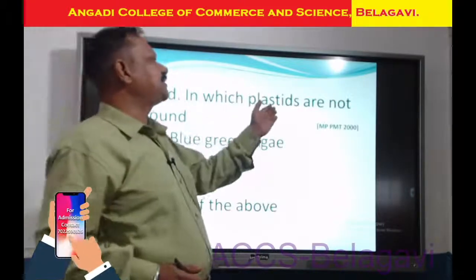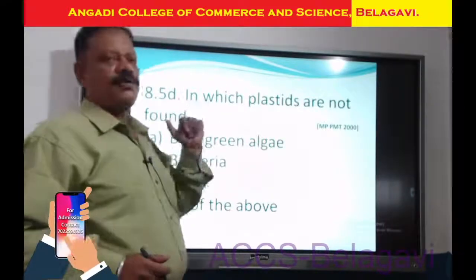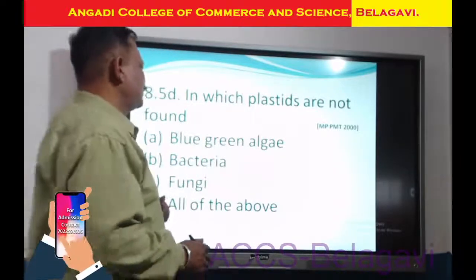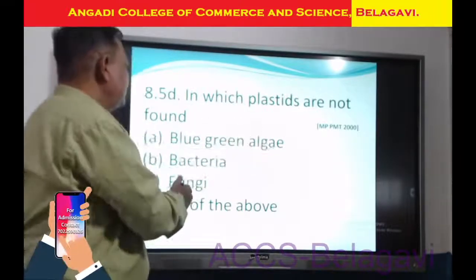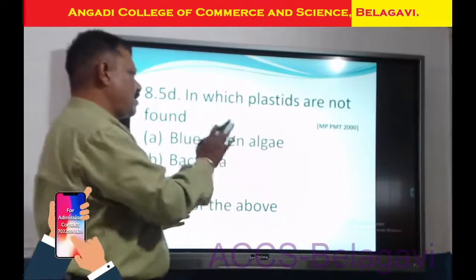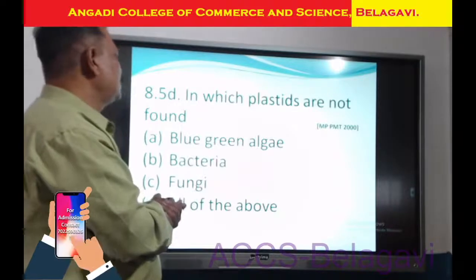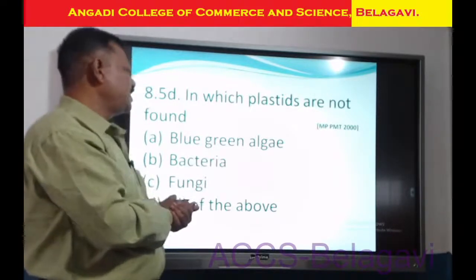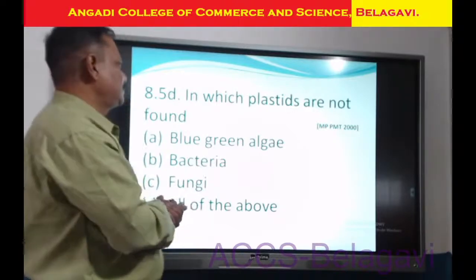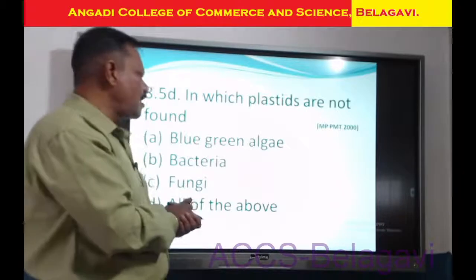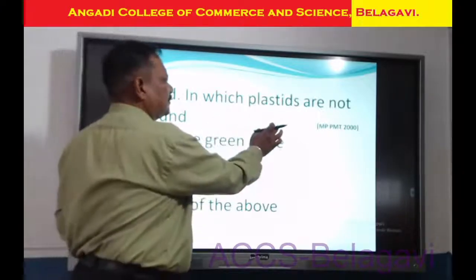In which are plastids not found? Just see the options: blue-green algae, bacteria, fungi, all of the above. So here option D, all of the above, is the right answer. So here you cannot see a plastid. Now we'll move to the next.